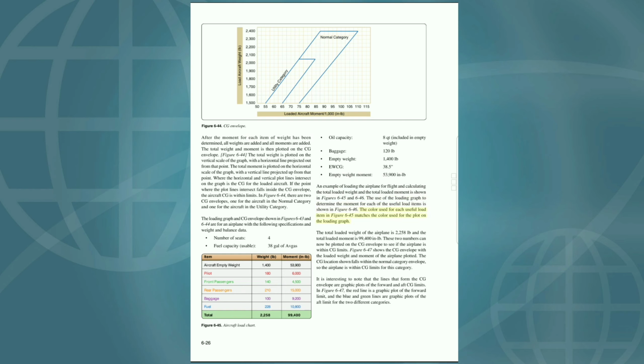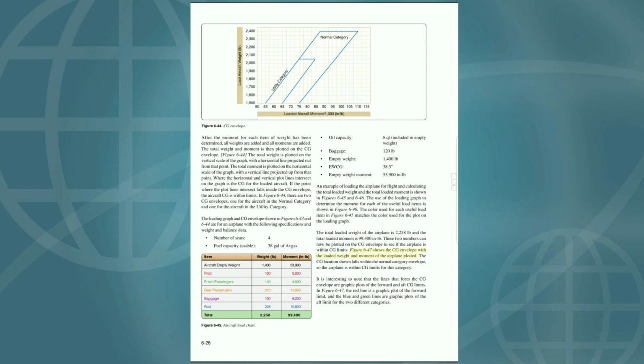The color used for each useful load item in figure 6-45 matches the color used for the plot on the loading graph. The total loaded weight of the airplane is 2,258 pounds and the total loaded moment is 99,400 pound-inches. These two numbers can now be plotted on the CG envelope to see if the airplane is within CG limits.